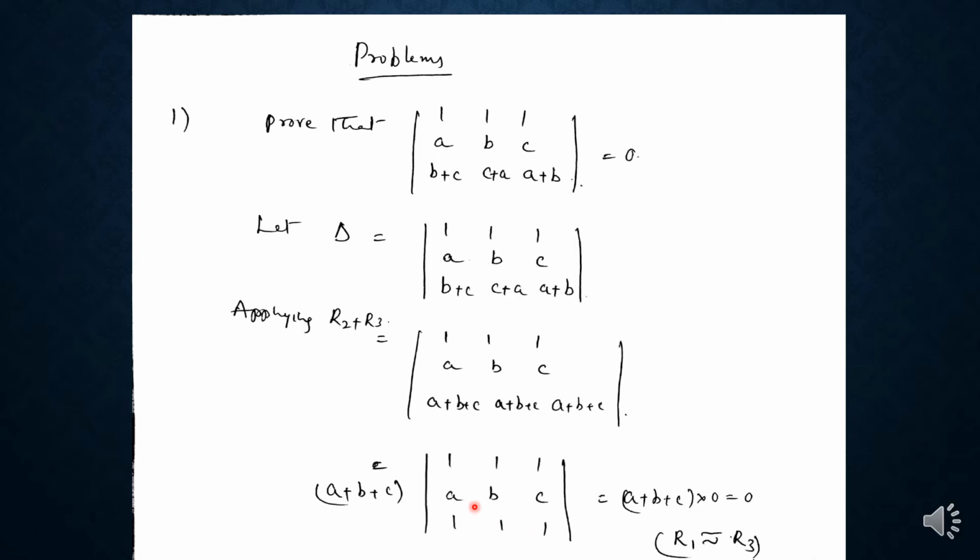If we observe this determinant, the first row elements are 1 1 1 and also the third row elements are 1 1 1. So the value of the determinant is 0, because in a determinant, if any two rows or two columns are identical, then the value of the determinant is 0. So a plus b plus c into 0, because R1 is identical to R3. That value is 0. a plus b plus c into 0 is equal to 0.